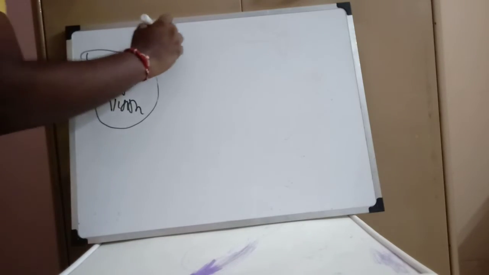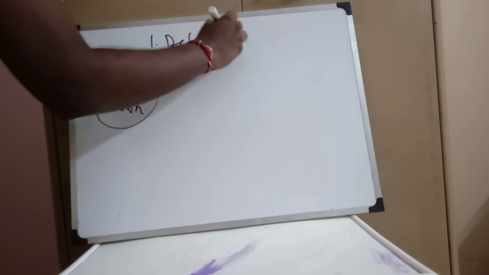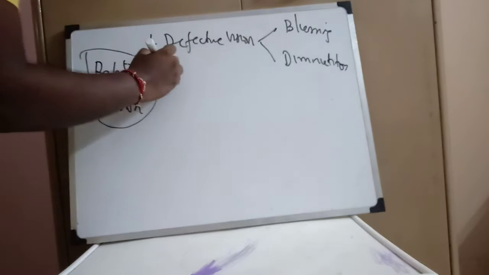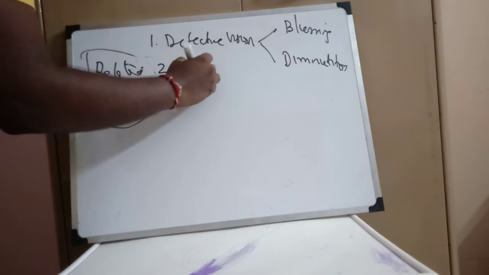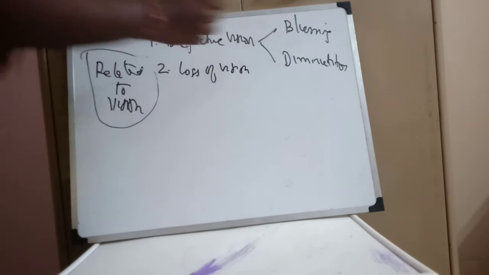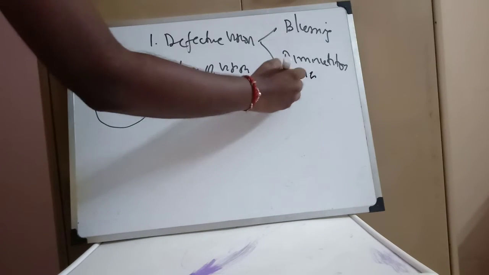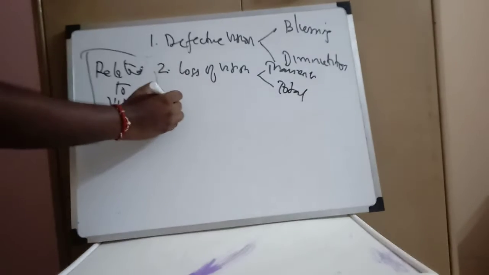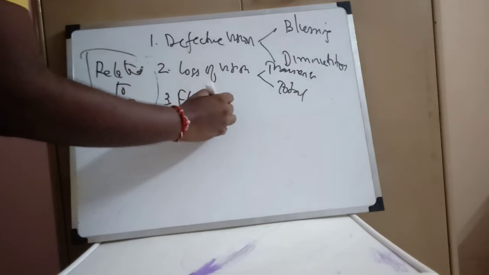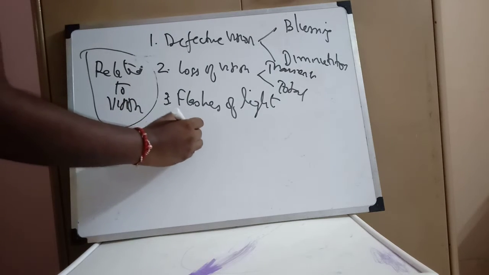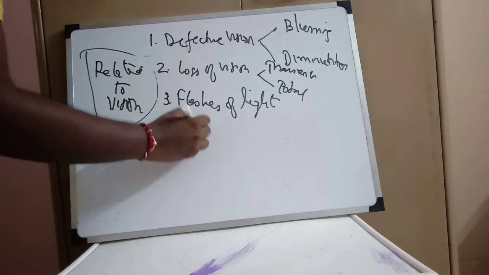The first one is going to be defective vision. Defective vision can be of 2 types. It can be blurring of vision, or it can also be diminution of vision. The second one is going to be loss of vision. The loss of vision can be transient, or it can also be total loss of vision. Third one is flashes of light, also called photopsia. Then we have floaters.